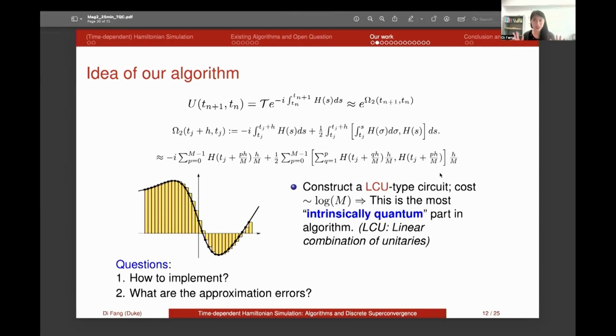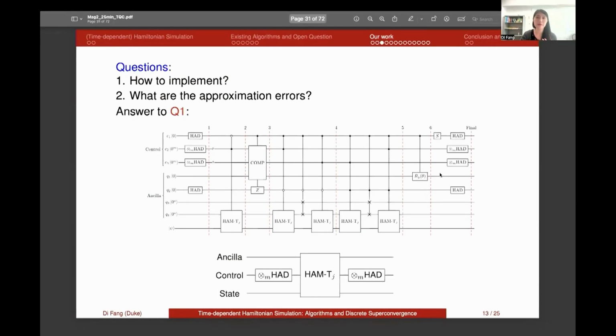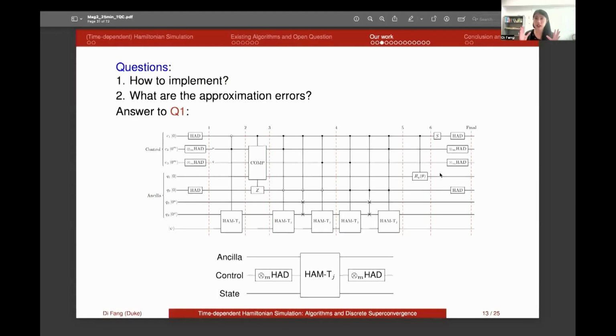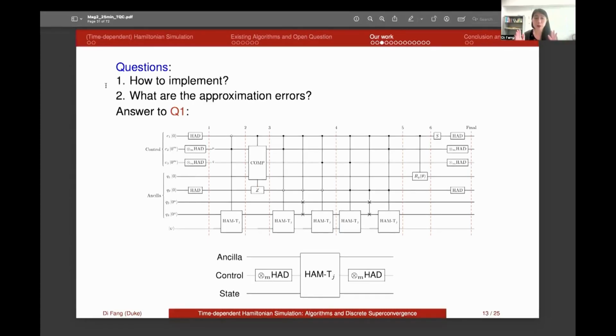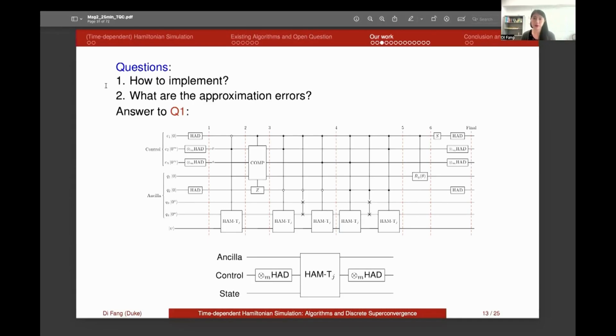There are two questions typically associated with a quantum algorithm. One is how to implement it, what is the circuit. The second is what are the errors. These two correspondingly will give us the complexity analysis. So first of all, as I advertised, the corresponding LCU circuit we can do, I have to admit, does not look very user-friendly, but nevertheless, the point is that we get away with only a log of the number of quadrature points that we are using.